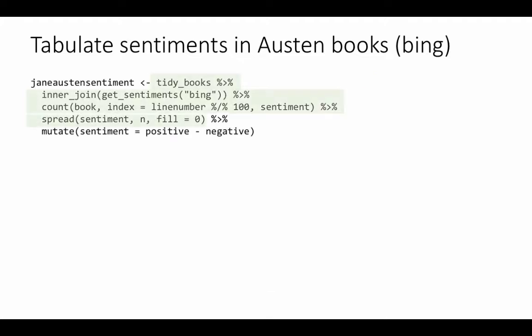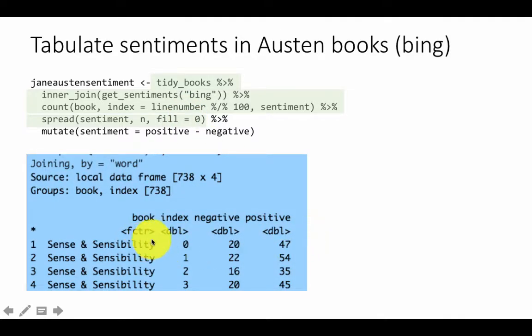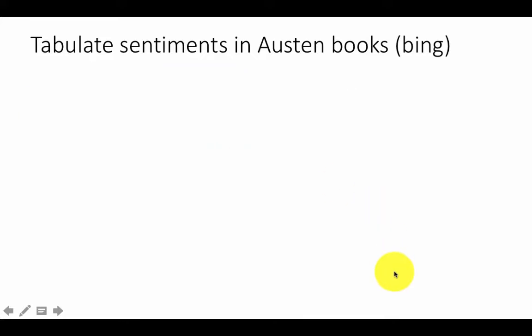Okay, so the next thing we are going to do, of course, is to examine what happens at the next step with the spread. And as I had said earlier, the spreading process takes the column sentiment and breaks it into positive and negative. And of course, we've got the count of each of those sentiments, so that's what is being filled in here. So now what we have is, for every book index combination, how many negative sentiment words and how many positive sentiment words. Of course, then it's the next simple step that we are going to see here, which is to compute the net sentiment, which is positive minus negative.